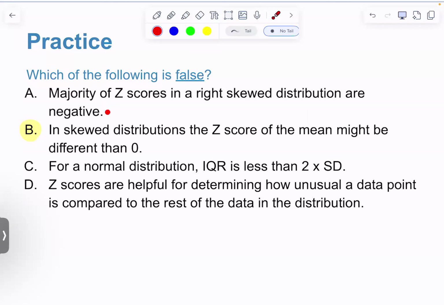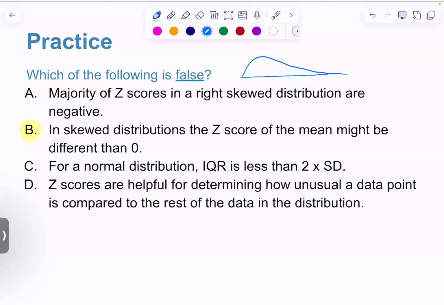Why is A true? This actually requires quite a bit of knowledge about the skew and what happens to the tail. So take a moment to think about it. First, we need to know, okay, what does it mean to be right skewed? Let's start there.